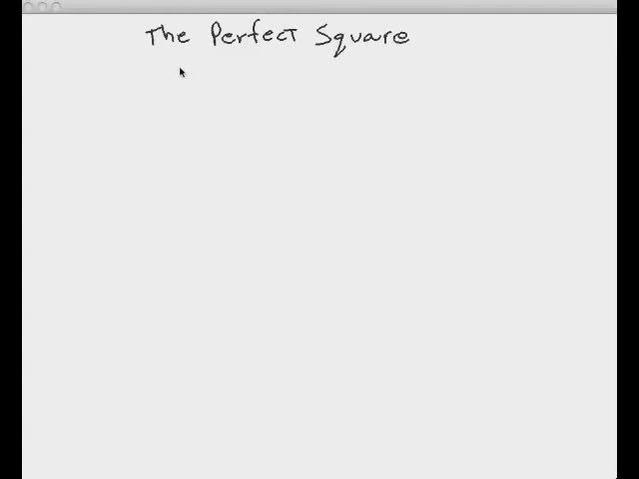There's a special kind of quadratic equation that we refer to as a perfect square, and it comes when we have two factors that are identical. For instance, x plus 1 times x plus 1. So let's go ahead and multiply this out, see what we get.